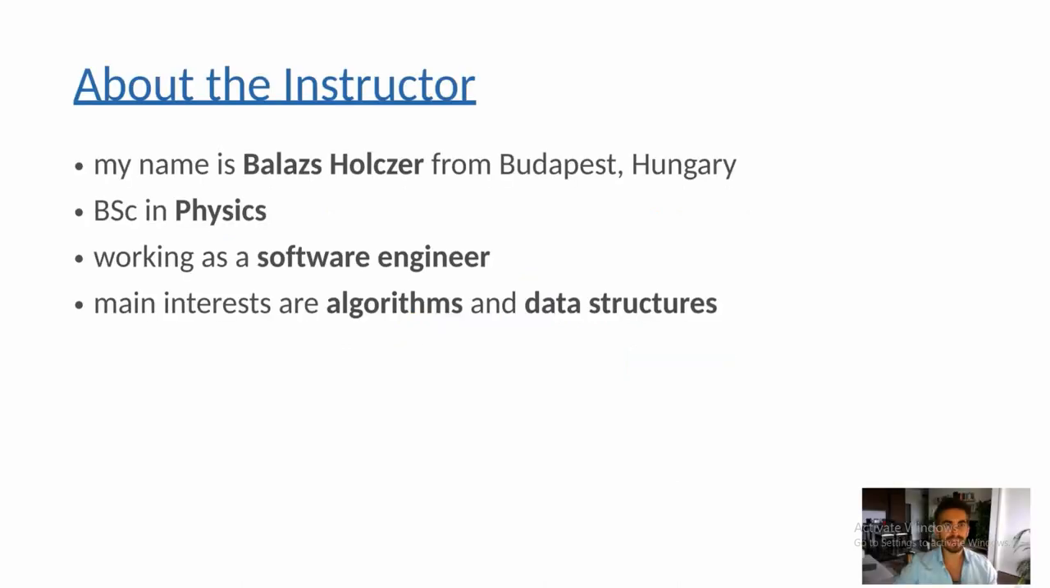So first of all, let me tell a few words about myself. I'm from Budapest, Hungary, as I said earlier. I'm qualified as a physicist, and later on I decided to get a master's degree in applied mathematics. I'm working as a software engineer at a multinational company, and my main interests are algorithms, data structures, and artificial intelligence.